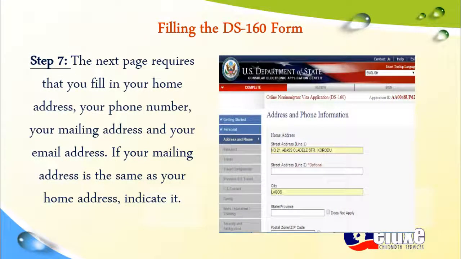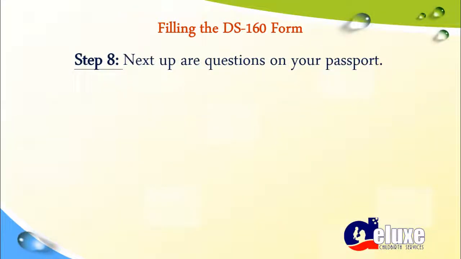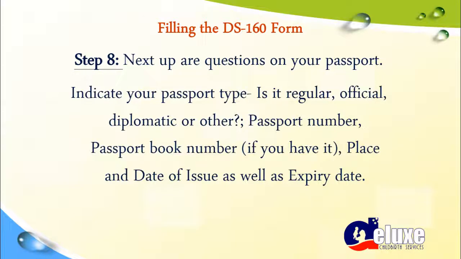Step 7. The next page requires that you fill in your home address, your phone number, your mailing address, and your email address. If your mailing address is the same as your home address, indicate it. Step 8. Next up are the questions on your passport. Indicate your passport type. Is it regular, official, diplomatic, or other?